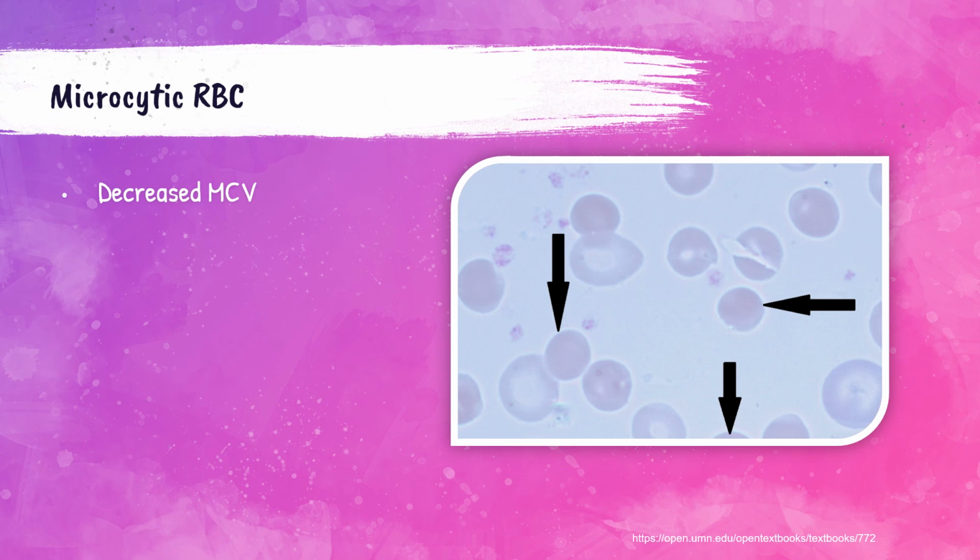So these are smaller than normal. Look how small that is in comparison to, let's say, this one, all right? Or this one, okay? This one is small as well. This one, of course, is cut off, but that one is also a microcyte. So we're looking at the size of the red blood cell here. This is a decrease. This patient would have a decreased MCV value.